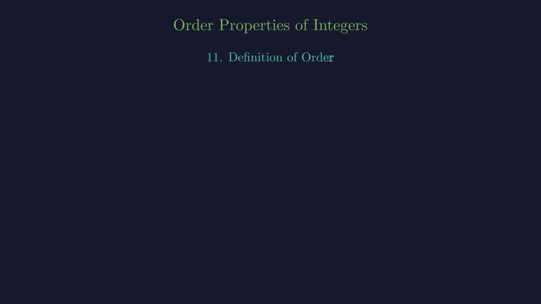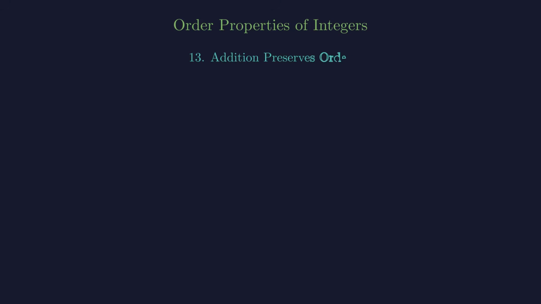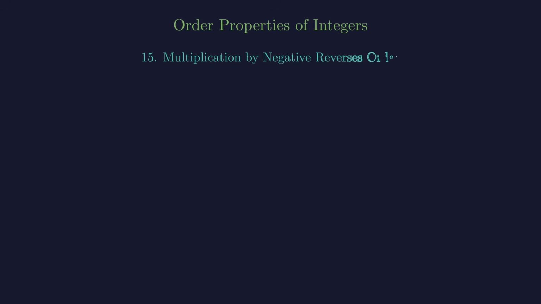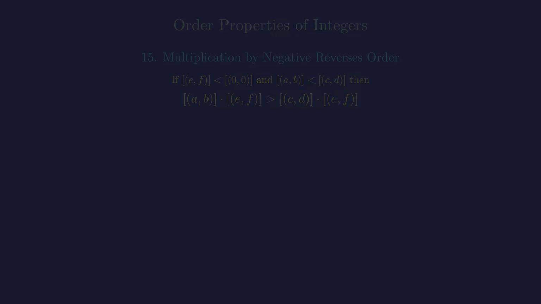Next is the order properties of integers. First, we define order in integers, similar to N. Order in integers is transitive, as in the case of the set of natural numbers. Next, the addition of integers preserves the order in the set of integers, similar to the case in the set of natural numbers. Then comes the preservation of order by multiplication of positive integers, similar to N. Unlike in the case of natural numbers, multiplication of integers by negative integers reverses order. This is also a distinctive property of integers, different from the set of natural numbers.